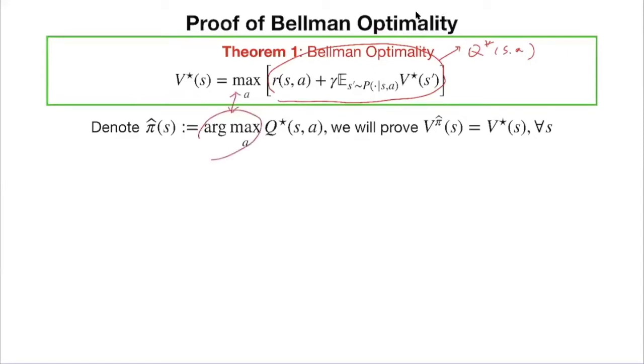Okay, so this argmax corresponds to this max over A, right? Think about the picture that we just saw from the previous slide. We try out different actions, and we pick the action that achieves the maximum value of Q star. That's how this policy pi hat is defined. What we're going to prove is that this policy pi hat is actually the optimal policy, meaning that V pi hat is equal to V star everywhere.